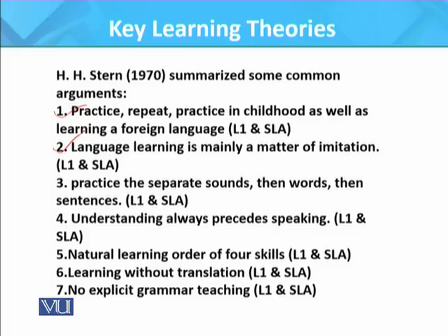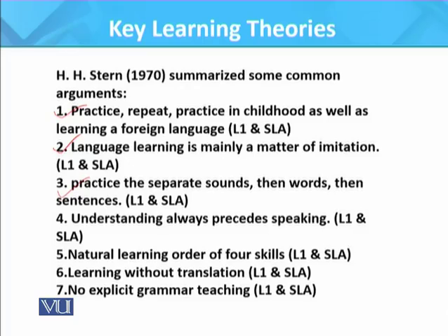The second point is that language learning is mainly a matter of imitation. You must be a mimic, just like a small child. He imitates everything. And that process goes for first language as well as second language acquisition. The third is to practice the separate sounds, then words, then sentences. First we practice the separate sounds, then words, and then sentences. That's the natural order and is therefore right for learning a foreign language as well.